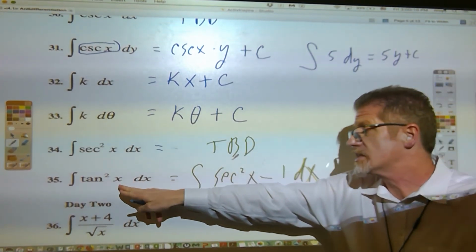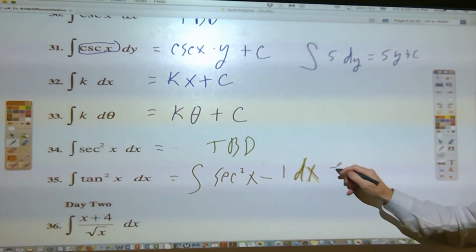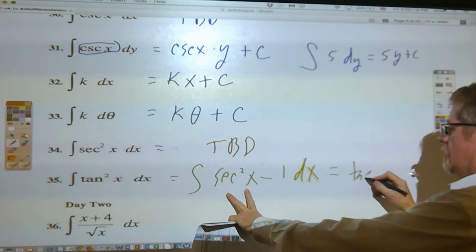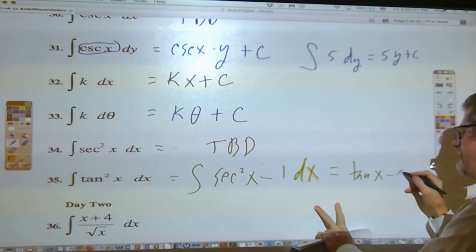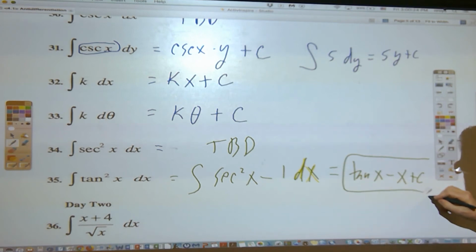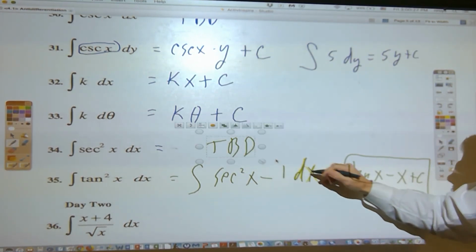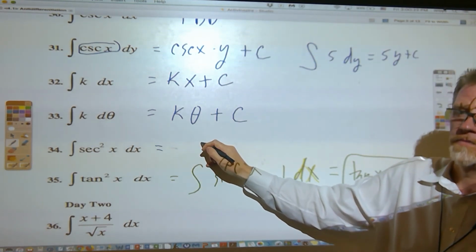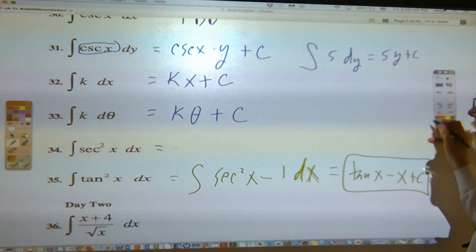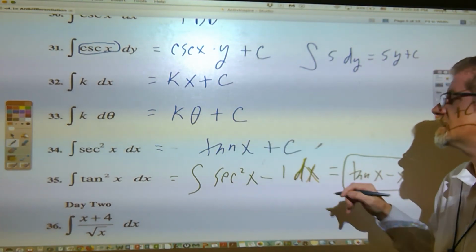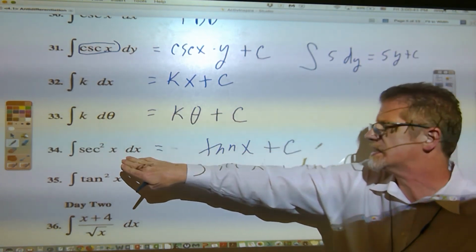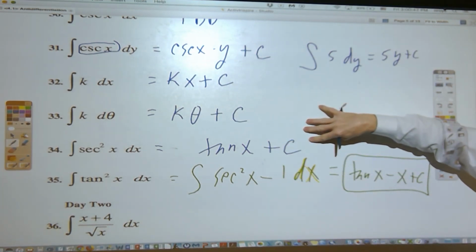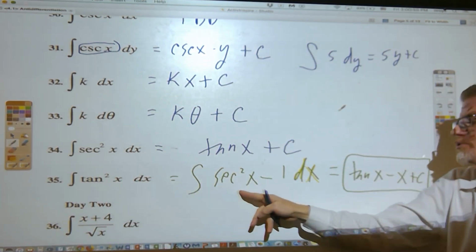But we can rewrite tangent squared x as secant squared x minus 1. And the antiderivative of this is tangent x. See, I was rushed, and so I stopped thinking clearly. But 34 can be done, can't it? What is 34? It's just tangent x plus c. So tangent x plus c is this one. I was using tangent squared x. I was rewriting that one when I didn't have to. 34 was straightforward. 35 looks like it's not straightforward, but it can be done.